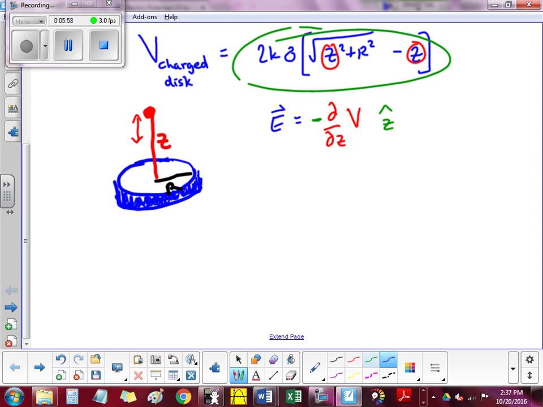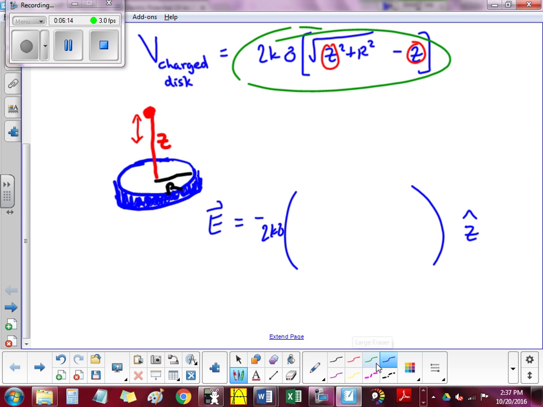Okay, so we have the E field is going to be the negative of, and then we're going to have a 2kσ. That's just kind of there to stay. And we have on the inside here a square root of z squared plus R squared, minus z to the first, right? So when we find the derivative, just think of z as your variable and think of capital R as literally a number. So if you derive R squared, just think of it as 0. Okay, so you're going to put the half in the front.